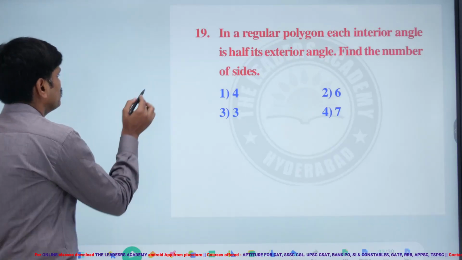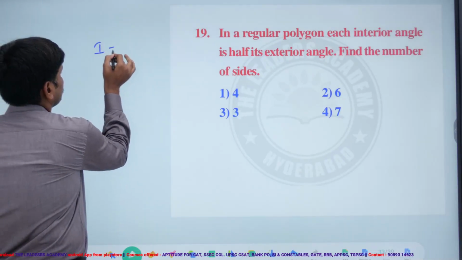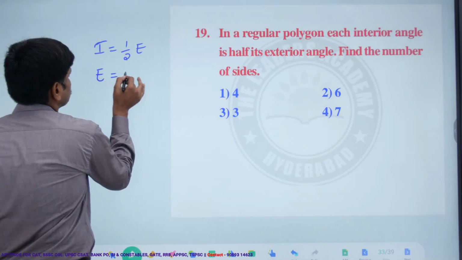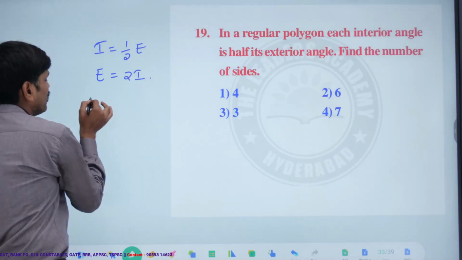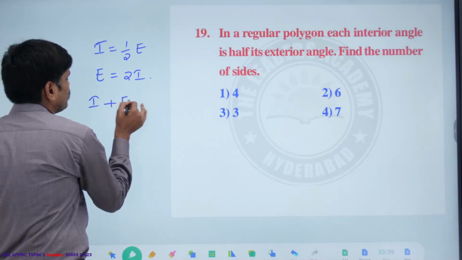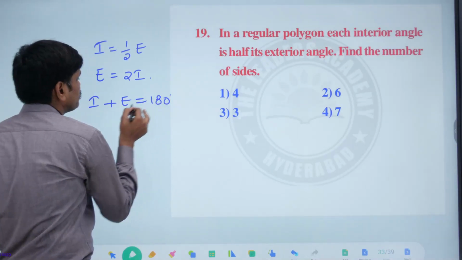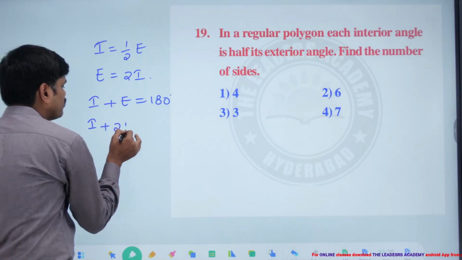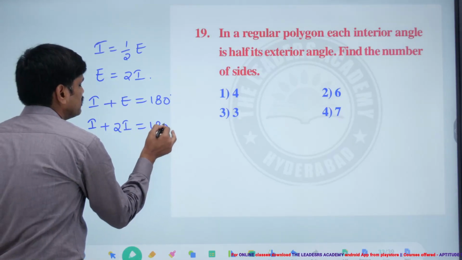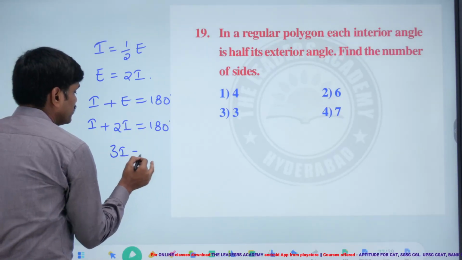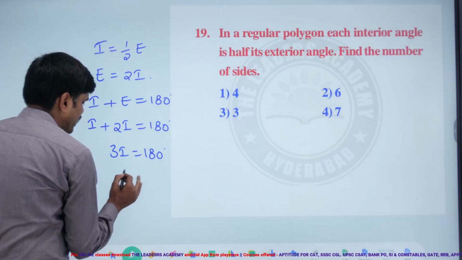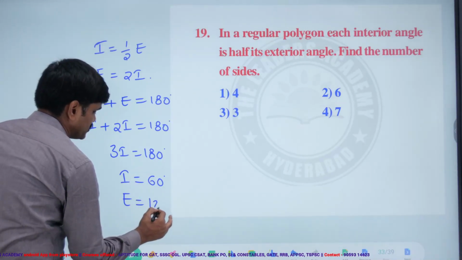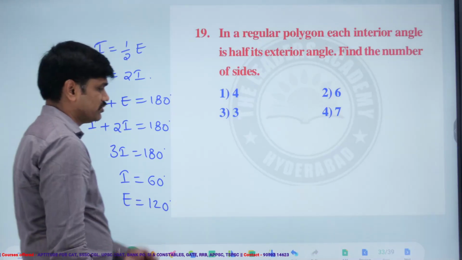Find the number of sides. Each interior angle is half its exterior angle. From this I can say that each exterior angle is equal to 2 times the interior angle. And we know that interior plus exterior together always adds up to 180 degrees. So I plus E, that is 3i, equals 180 degrees. Each interior angle is equal to how much? 60 degrees. If each interior angle is 60 degrees, each exterior angle will be how much? 120, because together it should be 180.